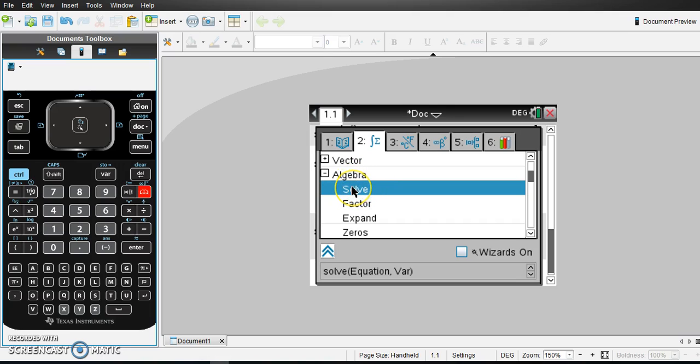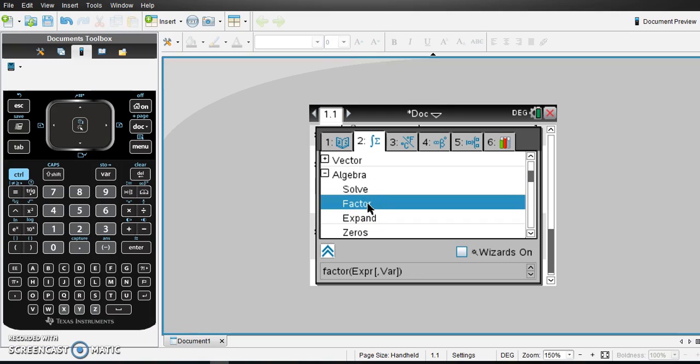Hopefully you quite like that one. It means that you then don't have to solve equations manually, or it means that you can check your answers with a calculator if you're asked to solve them manually by a question. It will also factorize expressions for you. And here we have the expression, and then we can add the variable in if it's not clear.